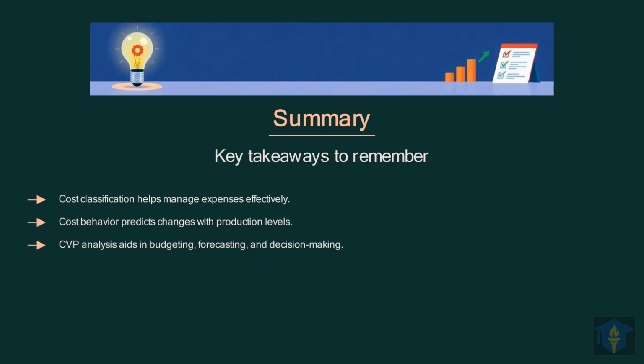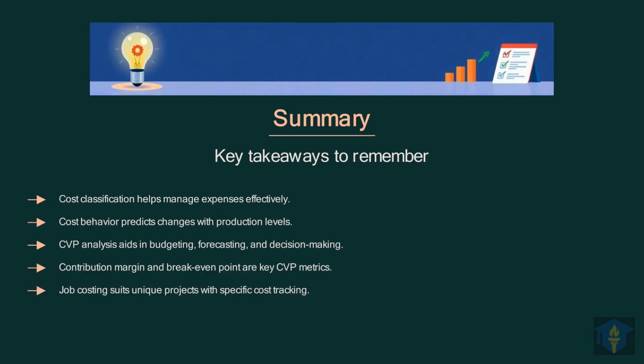CVP analysis is a powerful tool for budgeting, accurate forecasting, and informed decision-making. The contribution margin and break-even point are fundamental metrics in CVP analysis. Job costing is perfect for unique projects requiring specific and detailed cost tracking. Finally, process costing is applied to continuous production of identical, homogeneous goods.